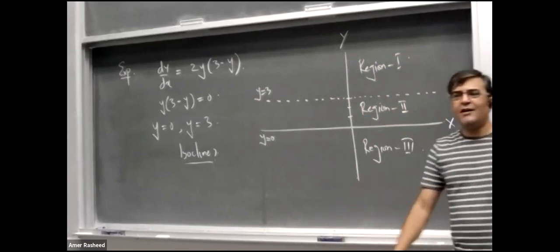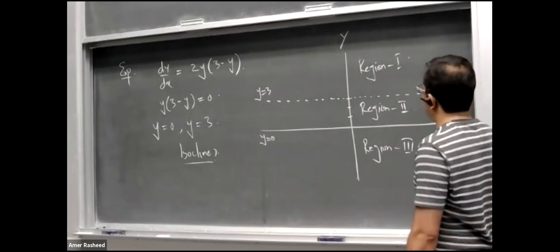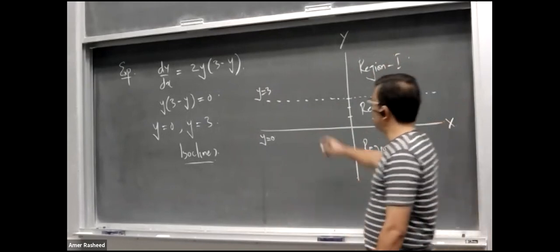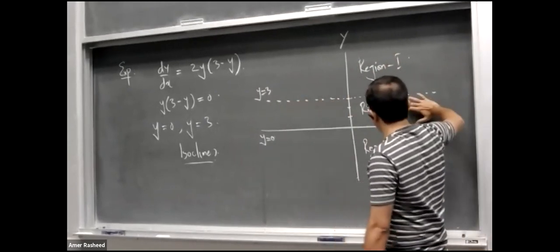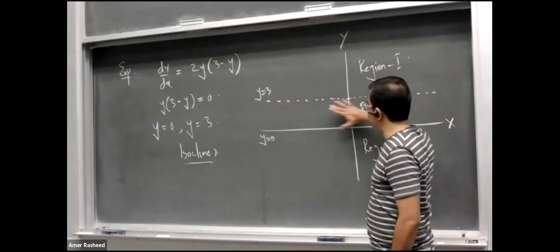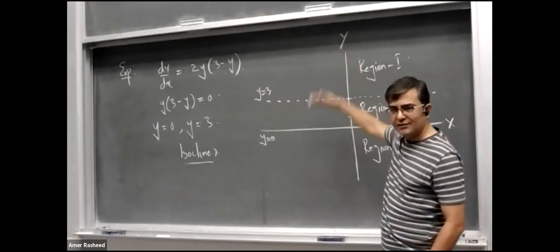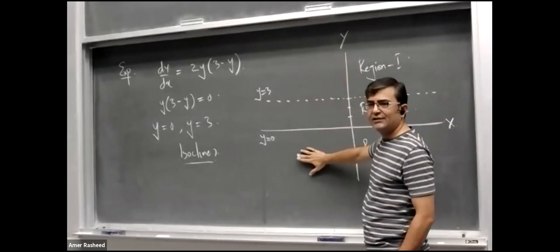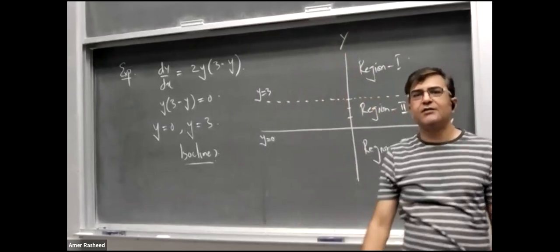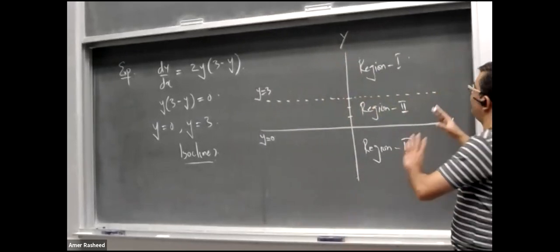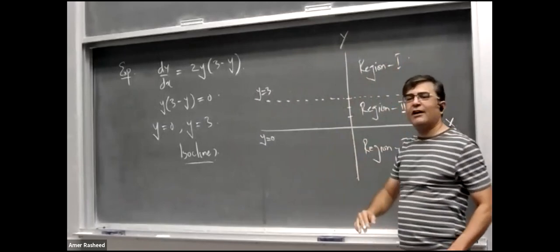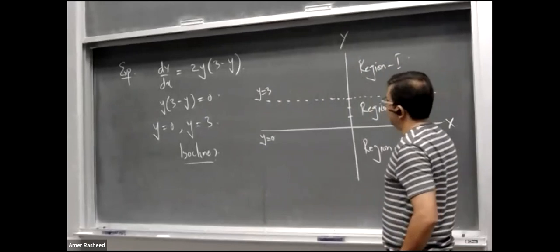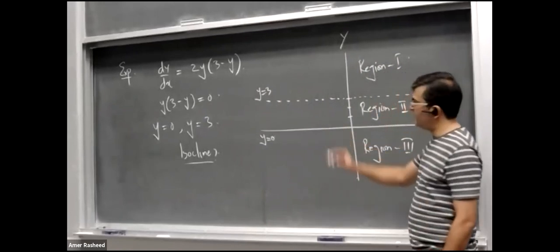Now, there are 3 kinds of solution curves. The solution curves within this region will remain in this region. They cannot go to the other regions. Solution curves in this region cannot go to this or this region. Similarly, this one cannot go there. So these isoclines, in fact, divide the xy plane into certain regions. Okay, I hope you get it now.